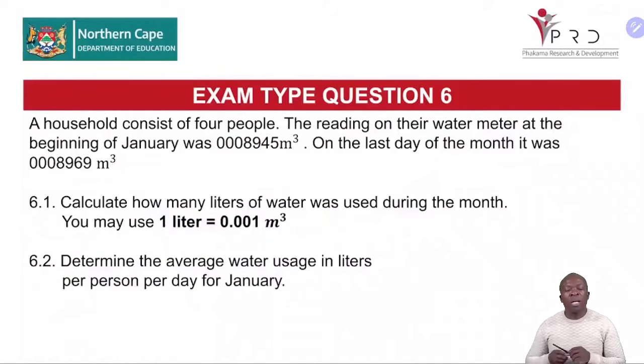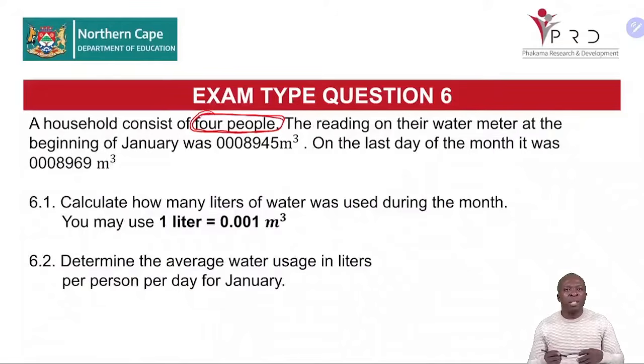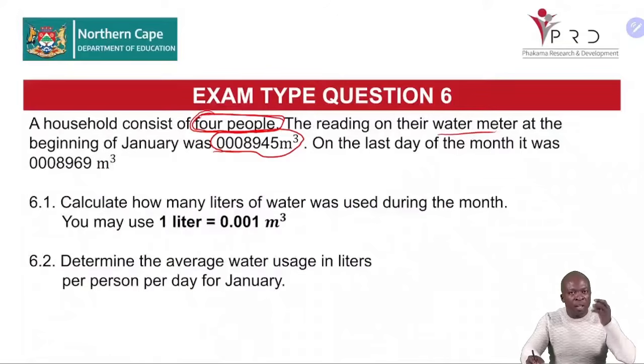All right, let's look at another question then. A household consists of 4 people. Take note, how many people? They are 4. So in the method, every time you read, the examiner gives you clues. The examiner gives you some things, some information that can help you answer the question. Never forget that. All right. The reading on their water meter at the beginning of January was this: 0.08945 meters cubed. On the last day of the month, it was now 0.08969 meters cubed.